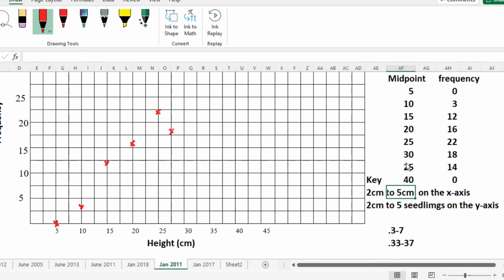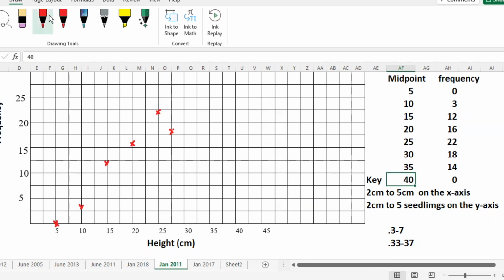Then we have a midpoint of 25. All right, so that shouldn't be 25. Let's go back to our table. This should have been 35. All right, so let's fix that. So this should be 35. So it is 25, 30, 35.